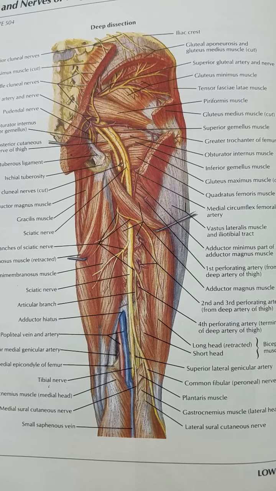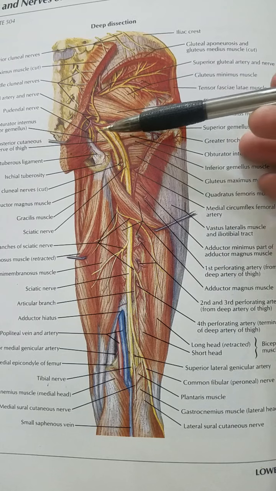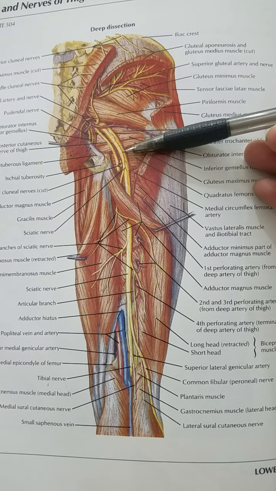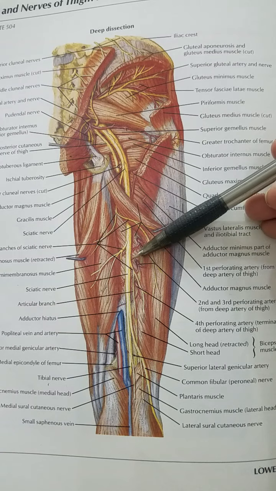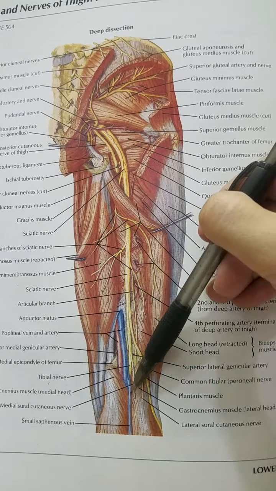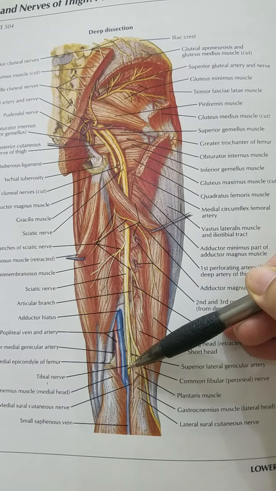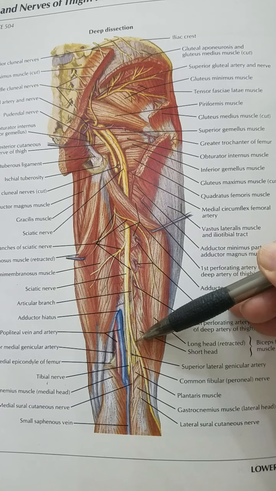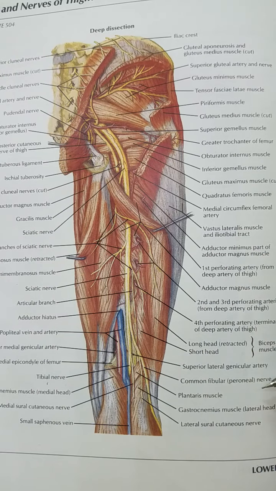So here you can see a really good view of this popliteal fossa. Let's talk about this, the sciatic nerve, right? So it's going to descend down on the posterior aspect of the thigh. Now when it reaches the apex of this popliteal fossa here, it's going to divide into the tibial nerve and the common peroneal nerve, or it says here the common fibular peroneal nerve, right?